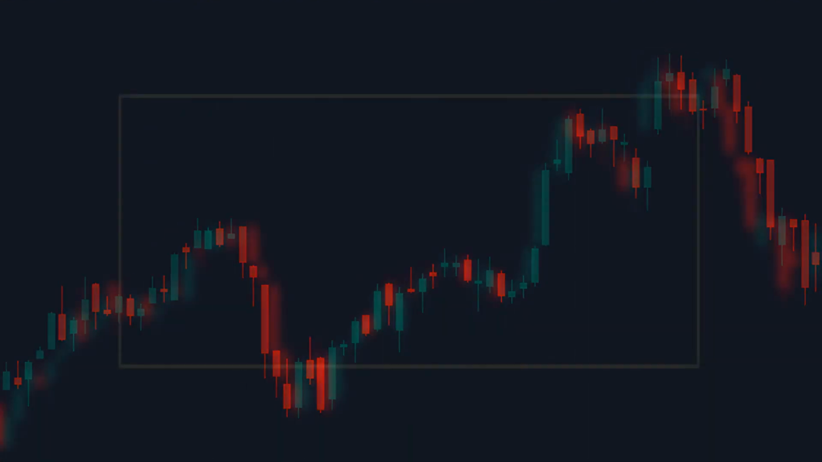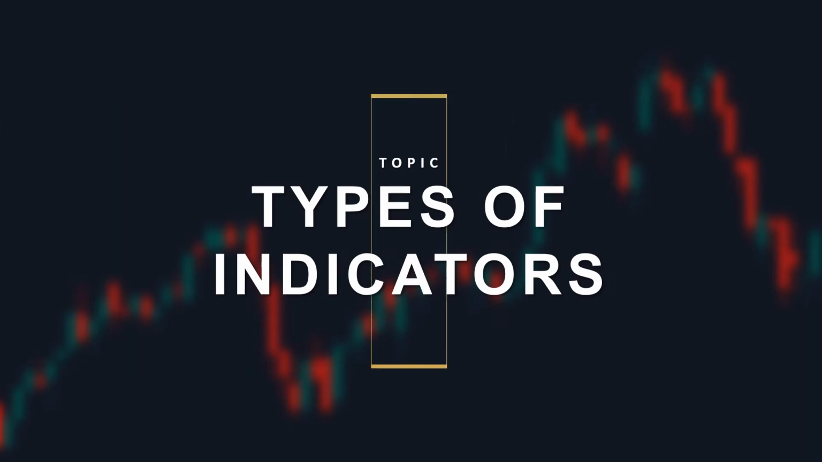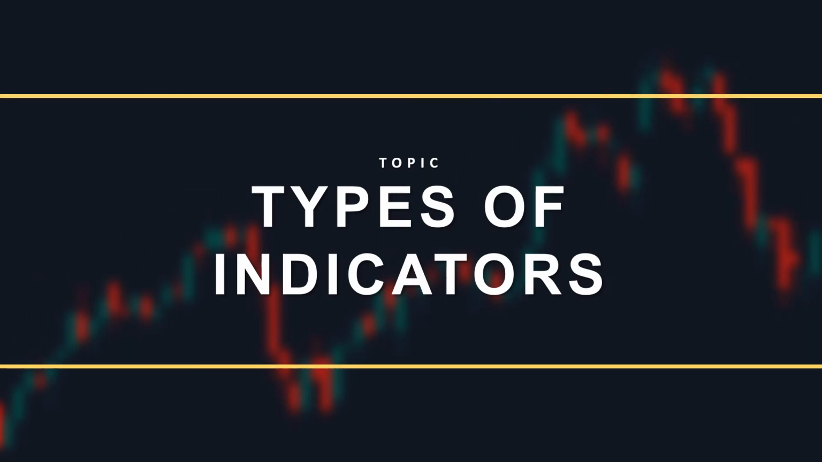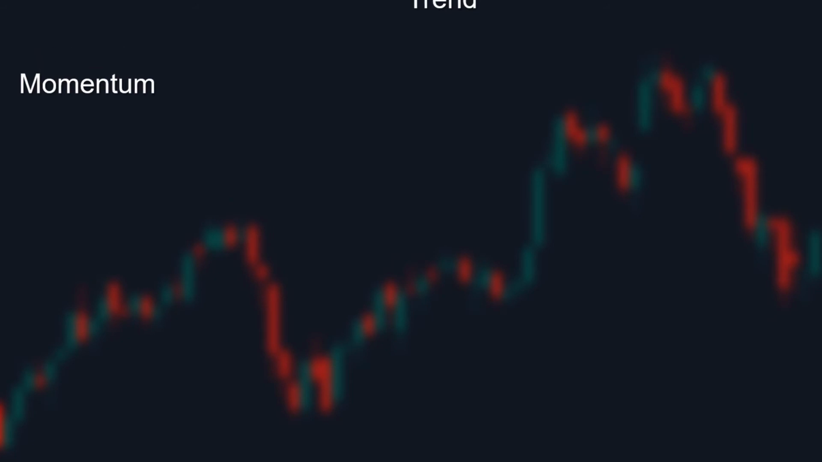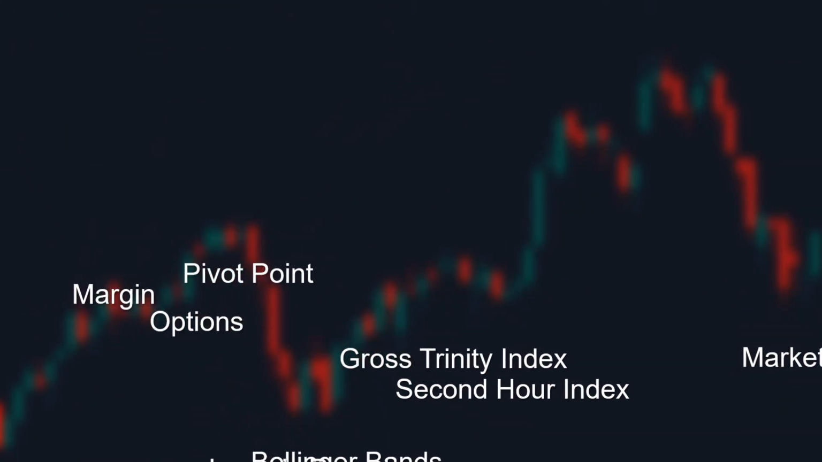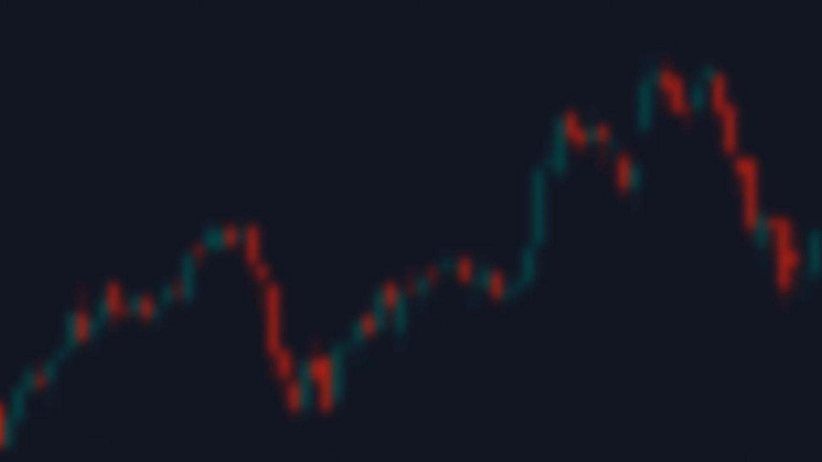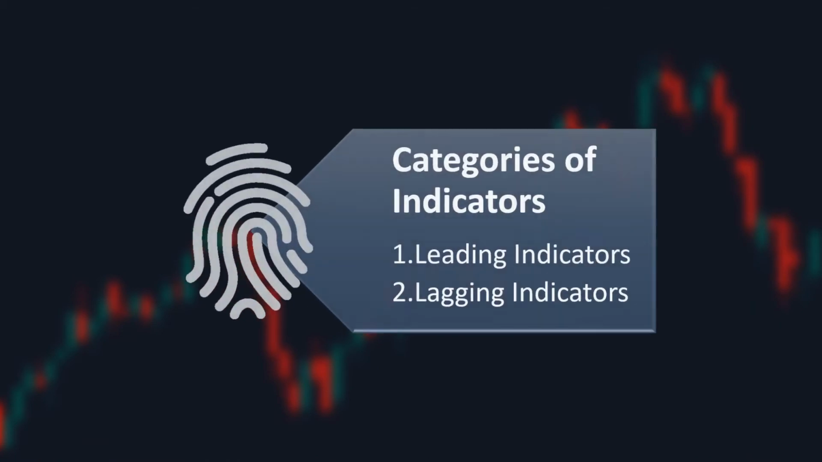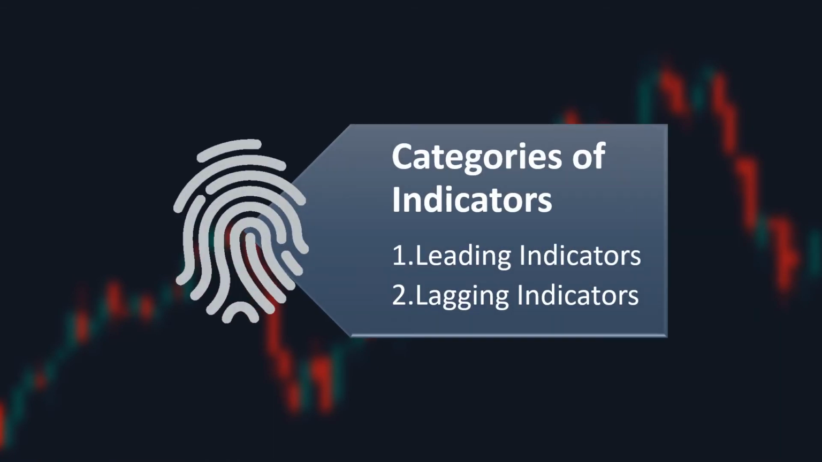Types of indicators. There are various types of indicators available in the financial market like momentum, trend, confirming, tape indicator, and many more. All these indicators are classified into two categories. Leading indicators, for example, moving averages. Lagging indicators, for example, stochastic and MACD. We'll discuss these indicators in the next chapter in detail.